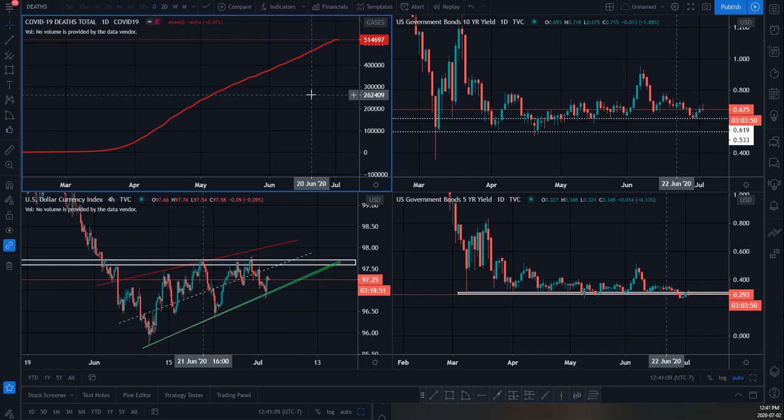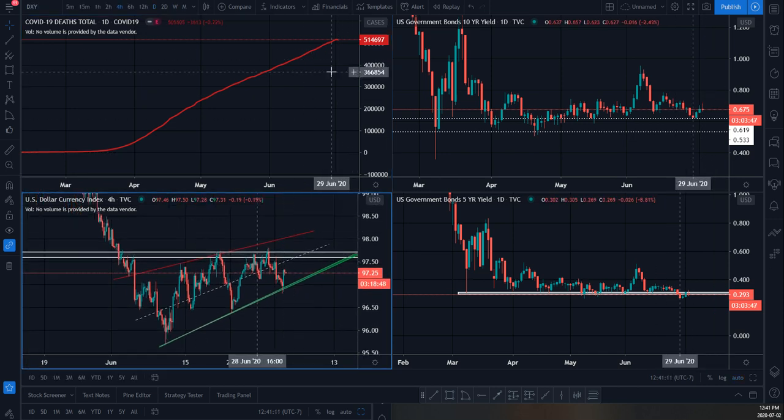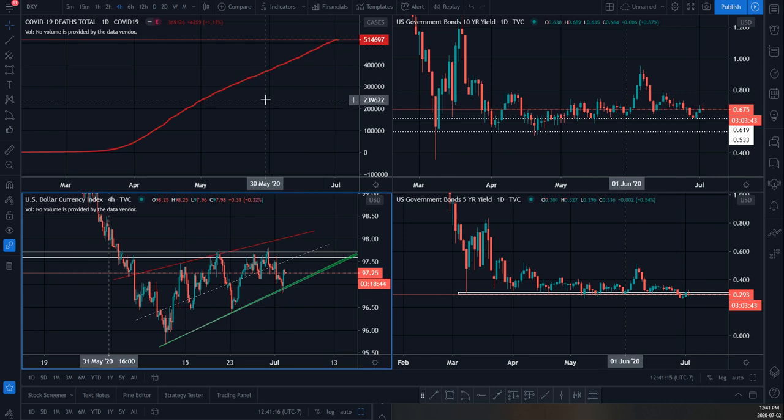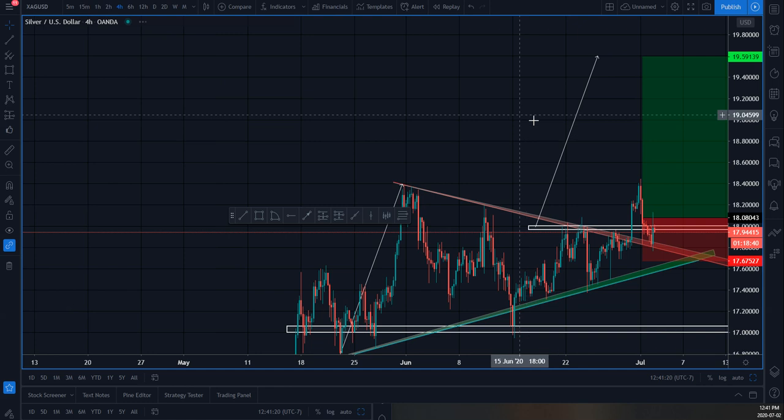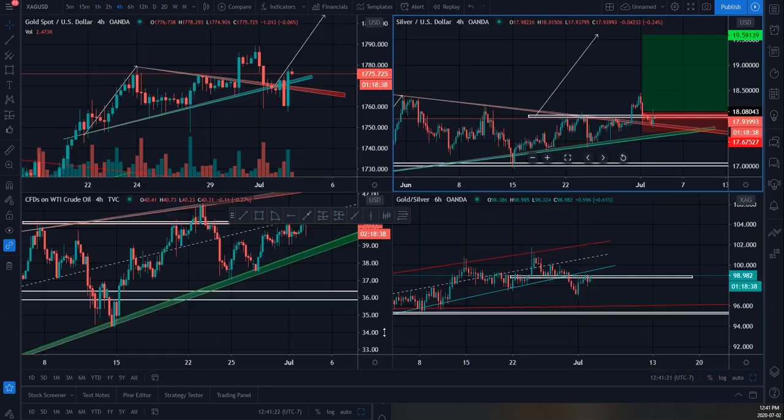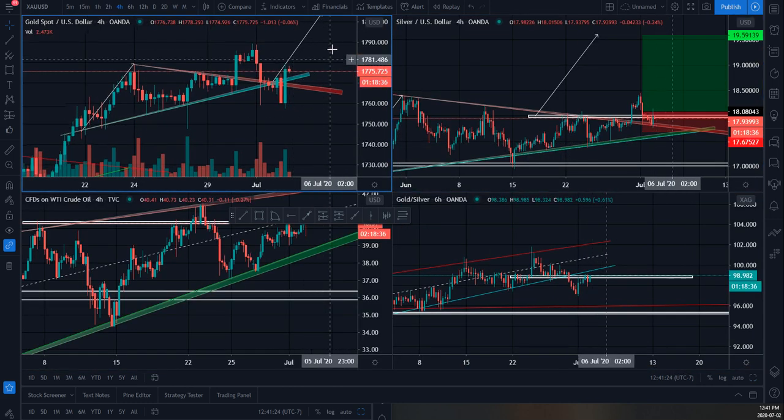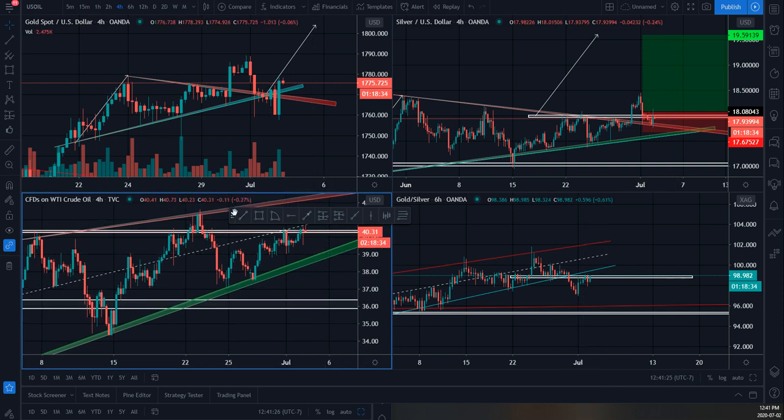Not a whole lot on the COVID cases. We got another 14,000 deaths, unfortunately, but we're not going to touch on that too much. All right, so after that, we're now going to get into gold, silver, and a little bit of crude oil.